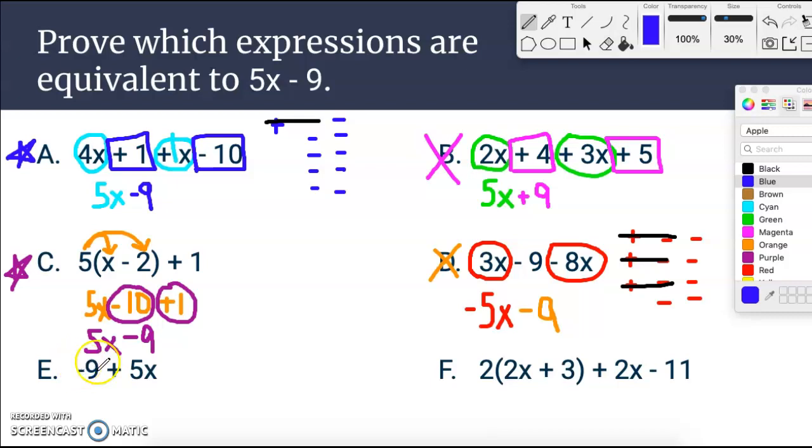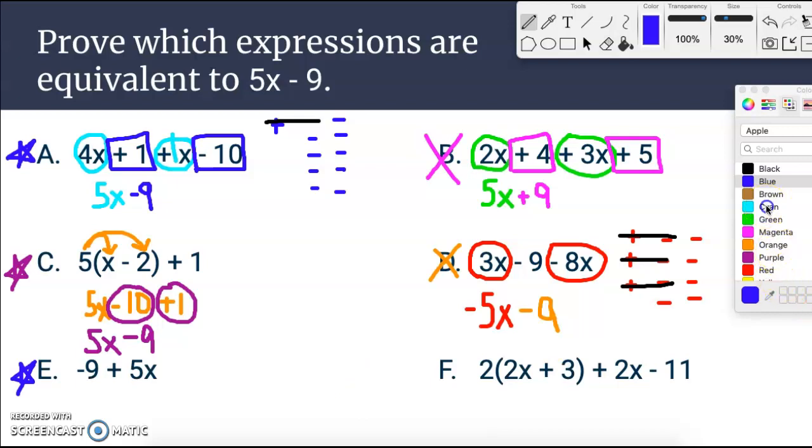So here we have a minus 9, a negative 9. Here we also have a minus 9 or a negative 9. And this is a positive 5x. And this is also a positive 5x. So it is the same thing, it's just in the reverse order, which means that E is equivalent.